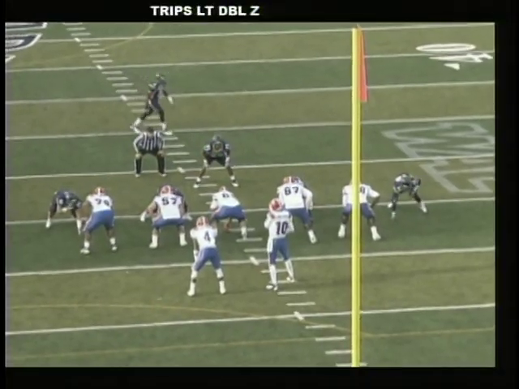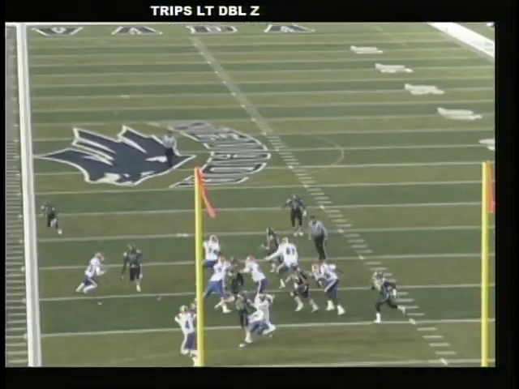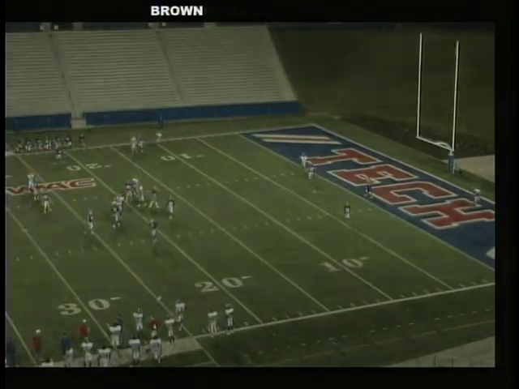So that's the way that we did it, and that was a way to get him the football from different places on the field. So we created some of that stuff in order to be able to get him the football.